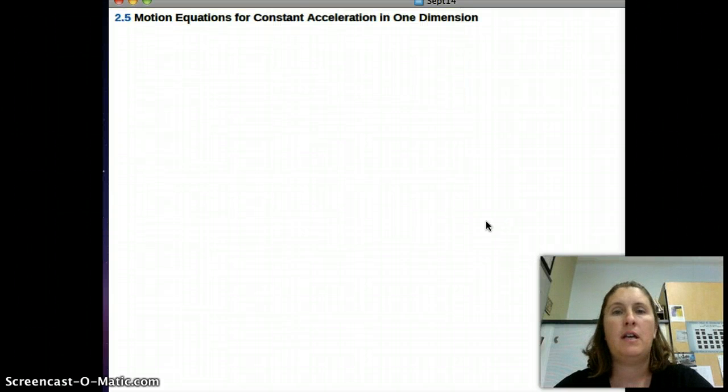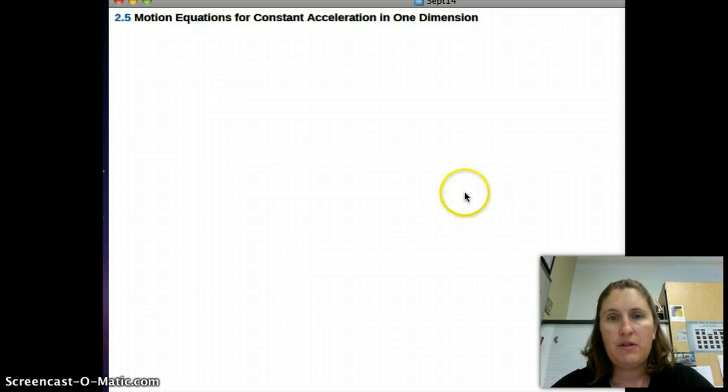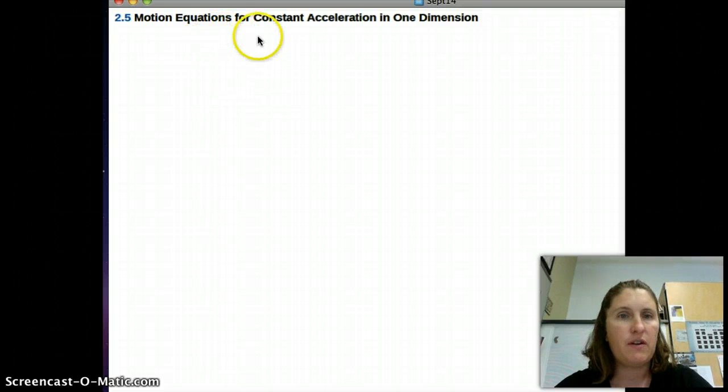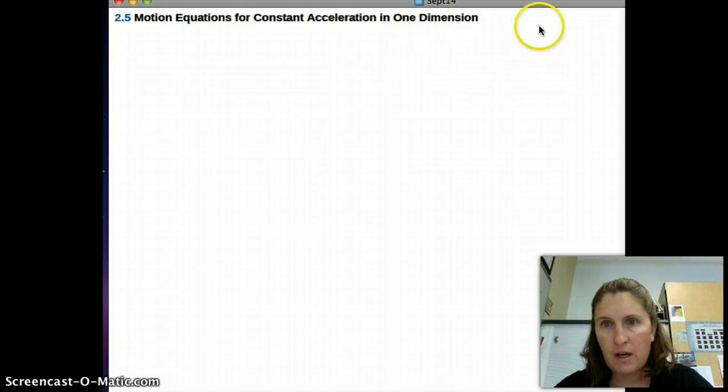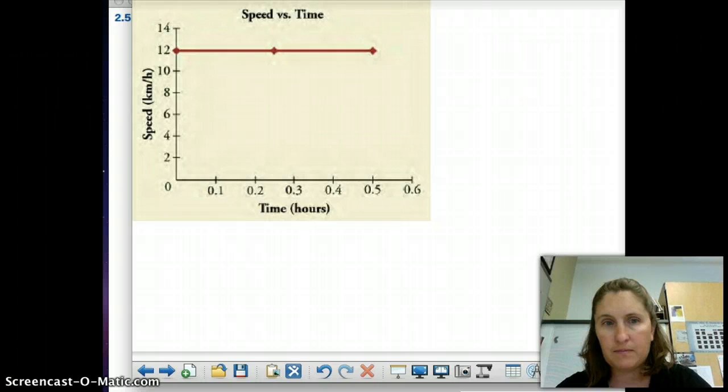Okay. If there's anything that we do today that is very important, here it is. Motion equations for constant acceleration in one dimension. This is a very fancy word for kinematics. And kinematics means constant acceleration. All right, so here are the notes that I wrote in my other classes.